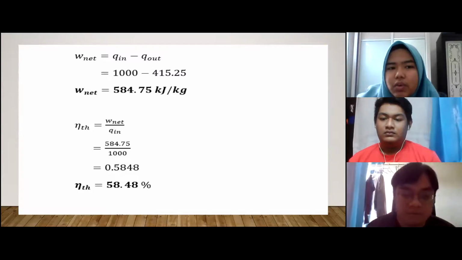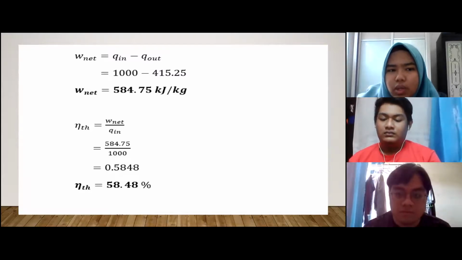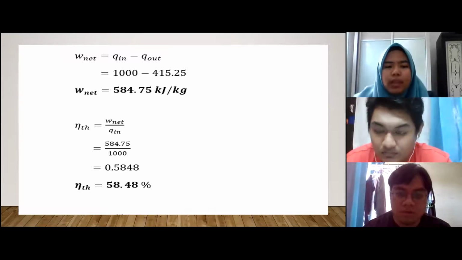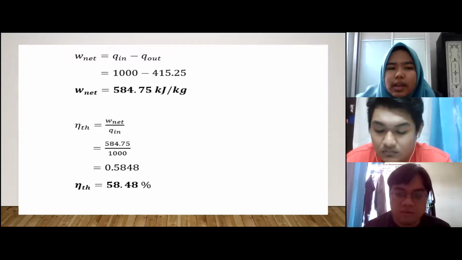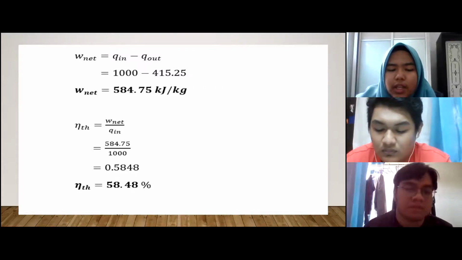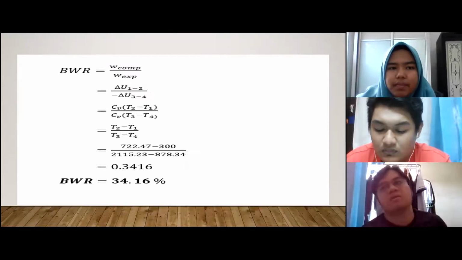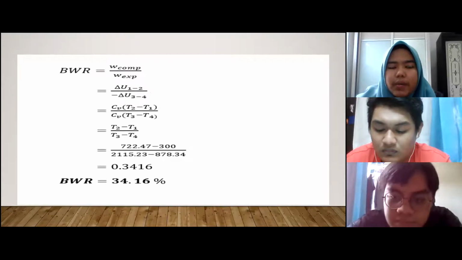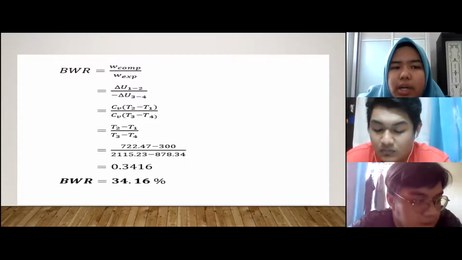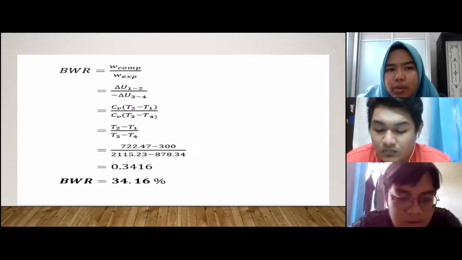Then W net is equal to Q in minus Q out. So we get 584.75 kilojoule per kilogram. Then from that we can get the efficiency of the cycle, which is W net over Q in. So we get efficiency is 58.48%.